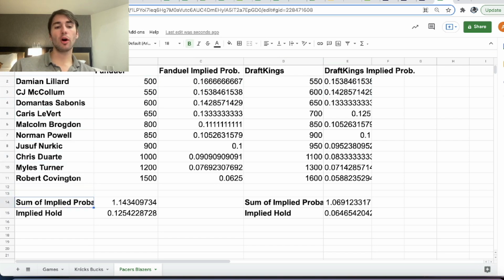So the hold percentage on FanDuel for the Blazers Pacers game is 12.5%. So again, betting blindly, you're expecting to lose 12.5%, right? First basket score wagers are not profitable usually if there's not a promotion. Whereas on DraftKings, it's roughly half of that. It's 6.5%. So you're losing 6.5% for every $100 you bet. And it's interesting because FanDuel is juicing their market. The hold percentage is roughly two times what it is on DraftKings.